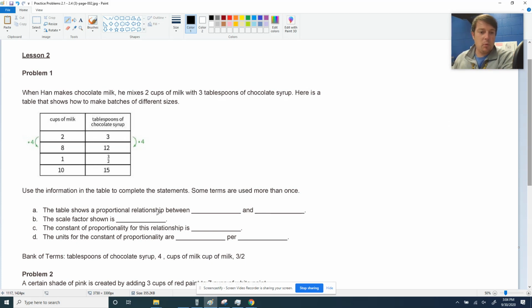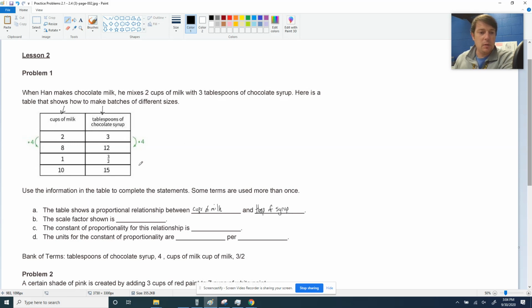The table shows a proportional relationship between the quantities. So the first thing you should write should be cups of milk to tablespoons. I'm going to abbreviate that. Tablespoons of, I'm just going to write syrup. We're understanding that it's chocolate syrup. Okay, so tablespoons of syrup to milk. That's your ratio, the relationships between those two things.